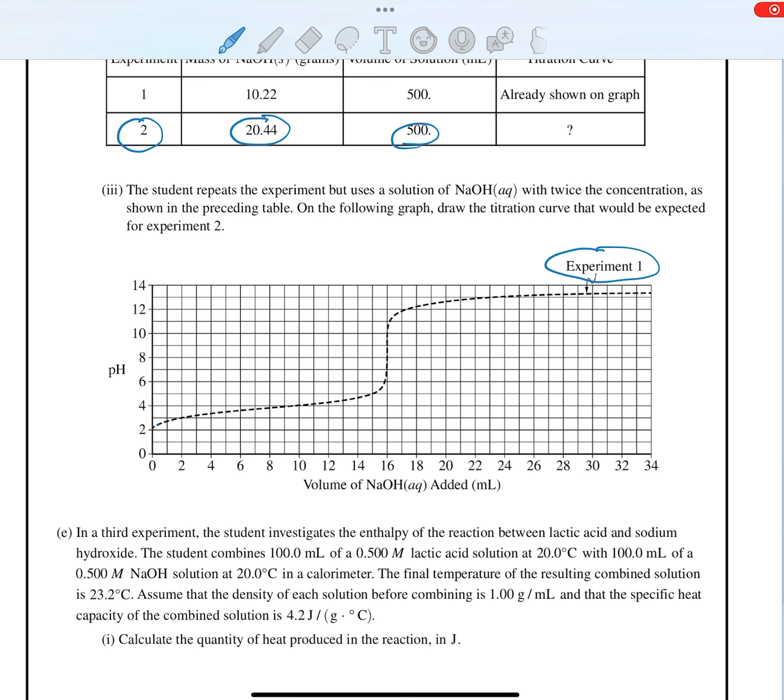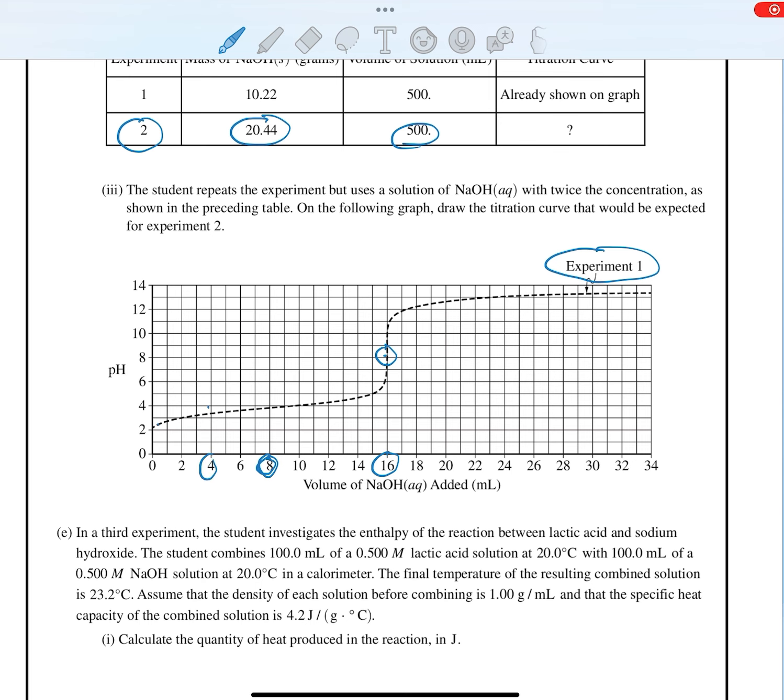So if we remember from the previous question, our equivalence point of experiment 1 is at 16 milliliters of base added. So because I've doubled the concentration of base, my new equivalence point will be at 8 milliliters. When 8 milliliters of base is added, it's halved because I've doubled my concentration. And so that actually means, remember, this was my old half equivalence point. So my new half equivalence point will occur at 4 milliliters.